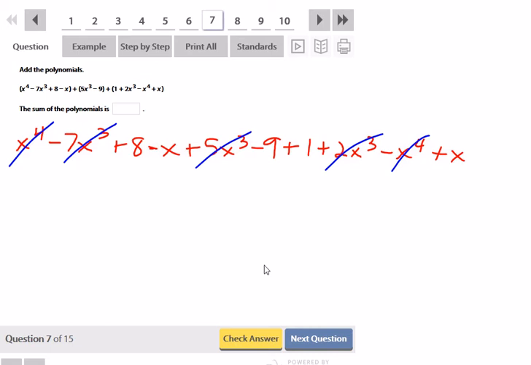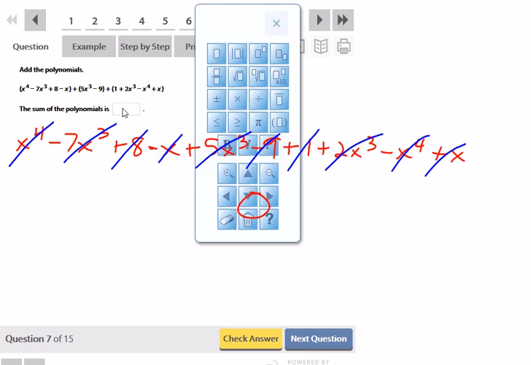There are no x squares, so now the x's, we have a negative x plus x, so that happens to also cancel out. And the last thing I have is an 8 minus 9, which is negative 1, plus 1, which is actually 0. So all of these terms completely canceled out, which left me with nothing, 0.